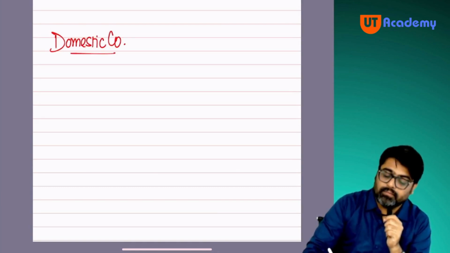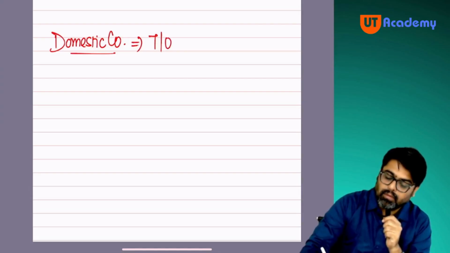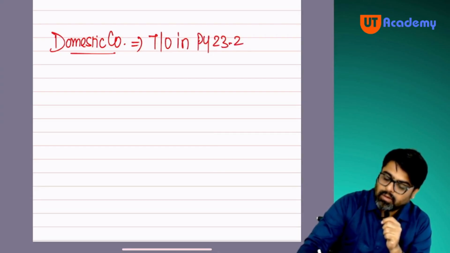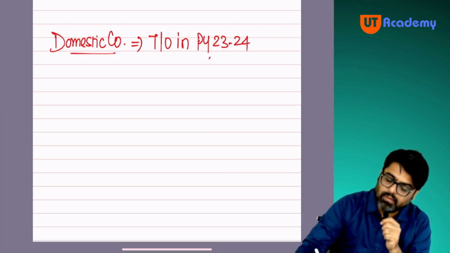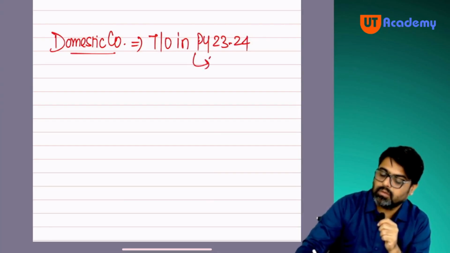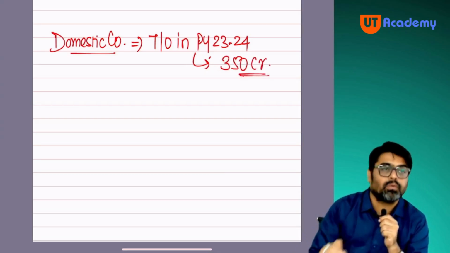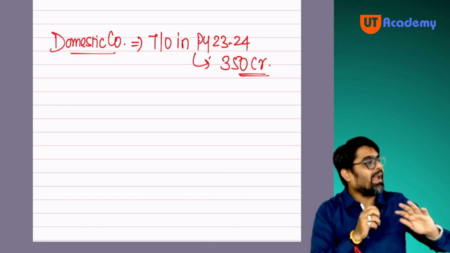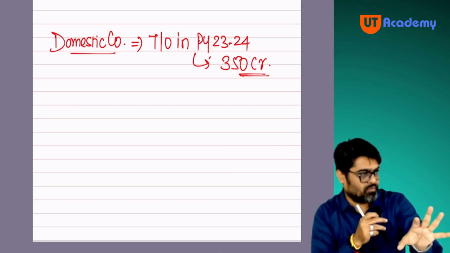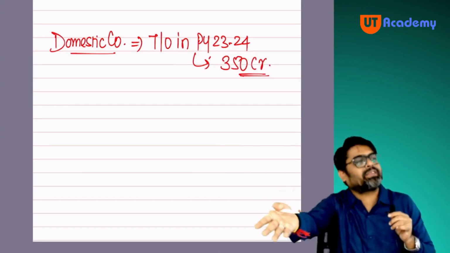Domestic company. Turnover in previous year 23-24 was 350 crores. Whatever I am explaining right now, and the examples I am taking, there will be a question like that.